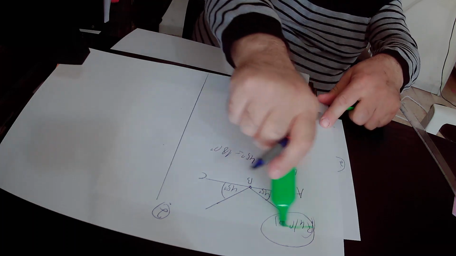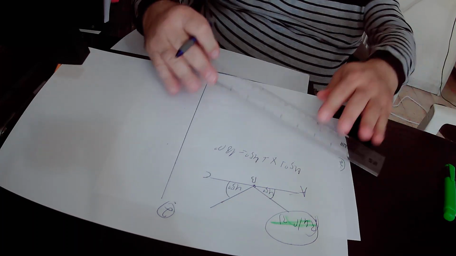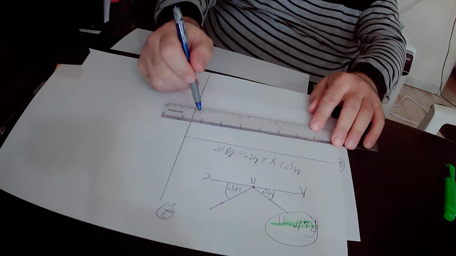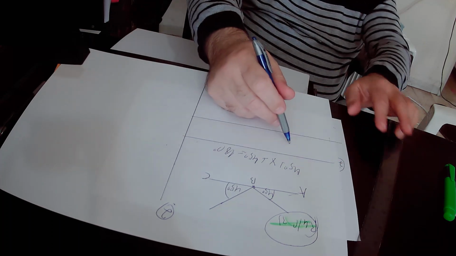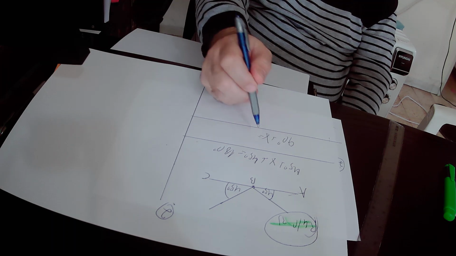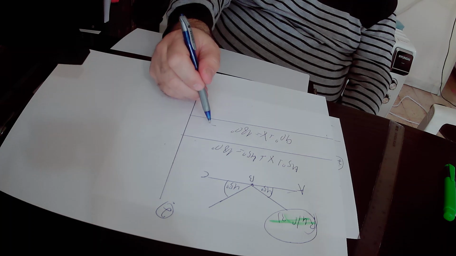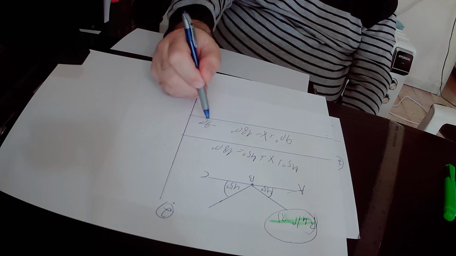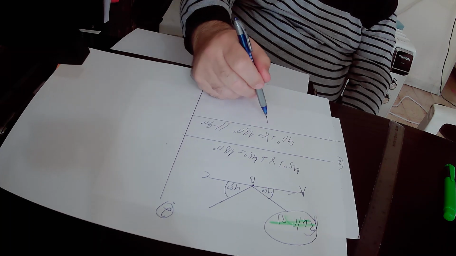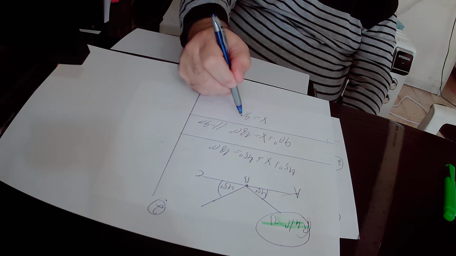So here we have 45 degrees plus 45 degrees is 90 degrees. So 90 degrees plus x equals 180 degrees. Here we will subtract 90 degrees from this equation. And finally we get that x equals 180 degrees minus 90 degrees, it is 90 degrees.